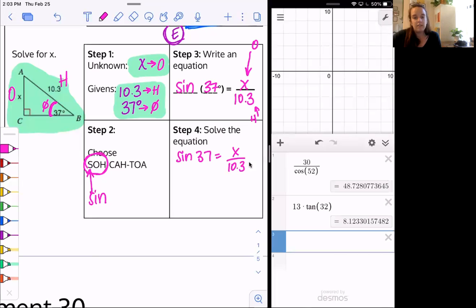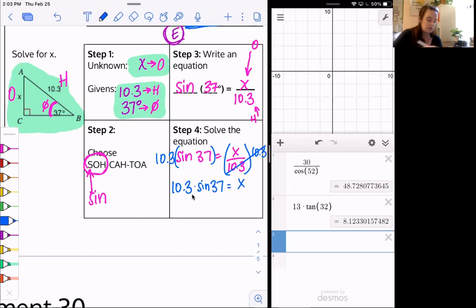Okay, I need to solve this guy here, right? I see dividing by 10.3. What's the opposite of dividing? Multiply for sure. What am I going to multiply by? 10.3 for sure. That's going to cancel my 10.3s and leave me with 10.3 times sine 37 equals X. Do I need to do the division step?